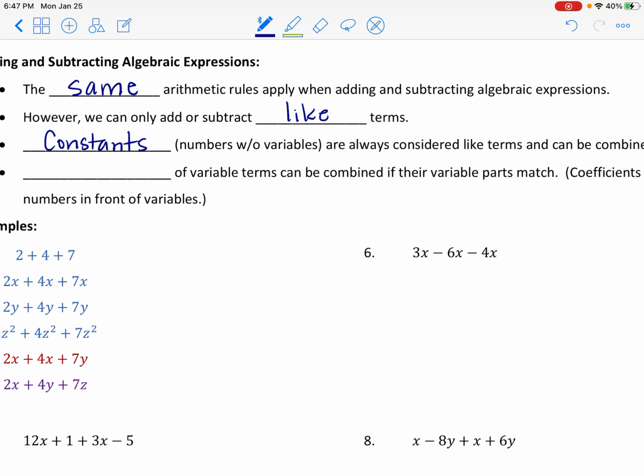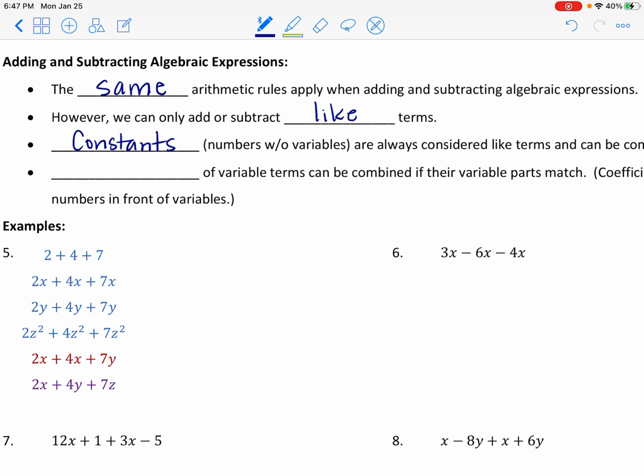And then the variable terms that we're looking at are going to be like terms if they match. That means the variables and the exponents that are with them have to match, and I'll show you with some examples. But when we go to combine these like terms, what we're actually going to combine are the coefficients. So coefficients of the variable like terms can be combined if their variable parts match.